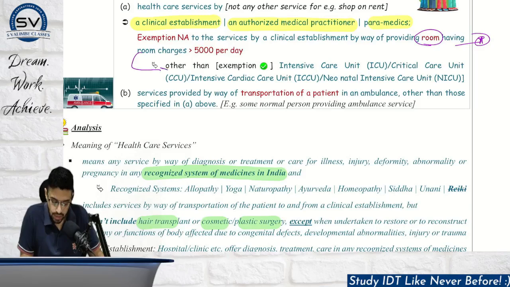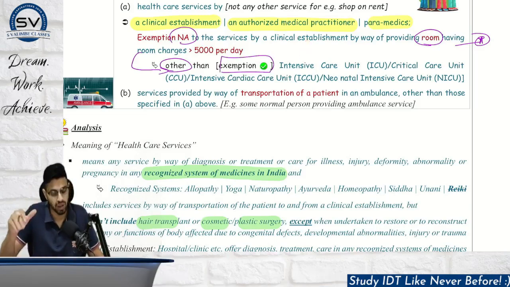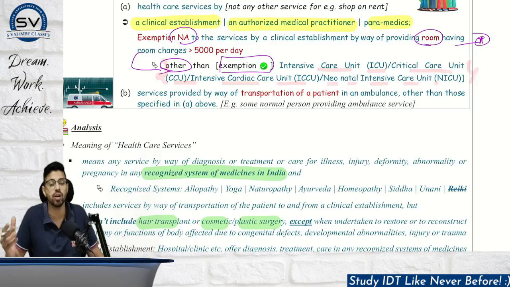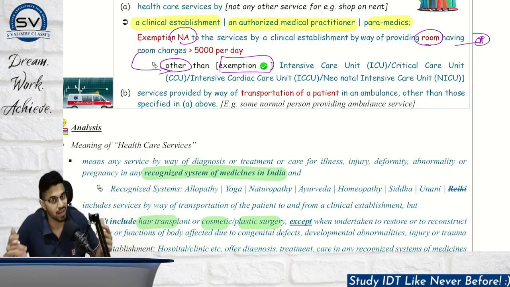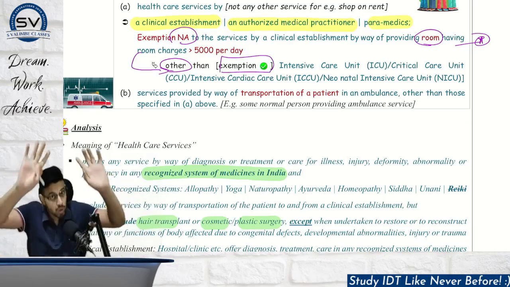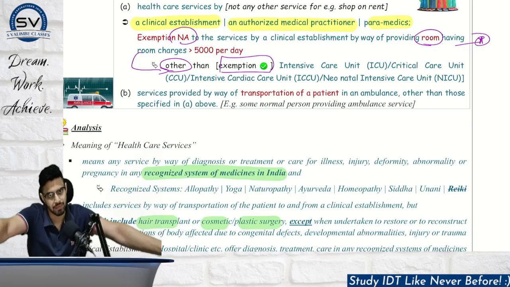But other than, so again not applicable and other than, two negatives make a positive, means exemption is available if the rent is more than 5,000 but the type of room is ICU or critical care unit or intensive cardiac care unit or neonatal intensive care unit. These are the intensive care units where the normal rent is 10,000, 15,000, 20,000 per day. So if someone is admitted to critical care units, sympathetic view, healthcare services, it will be covered, right? So normal room more than 5,000 per day, GST will be leviable. More than 5,000 per day, but intensive units, no GST. I hope this is clear.